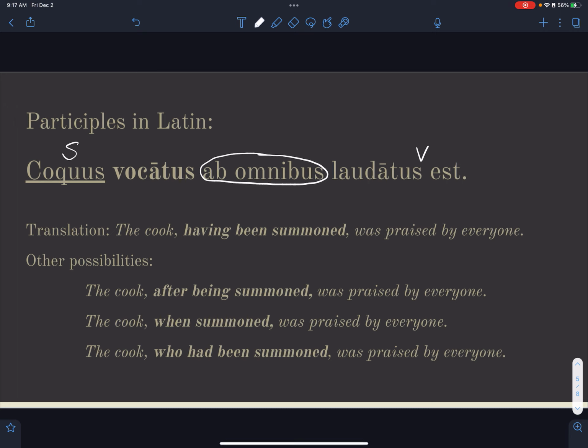Okay, so everything is marked up except for vocatus. Now, it's acting like an adjective, but it's coming from the verb coquo, coquere, to cook, right? So verbal adjectives. What's a verbal adjective again? What do we call those? It's a participle, okay? And I will tell you that this is a PPP, okay? PPP stands for, you should write this down. Perfect.